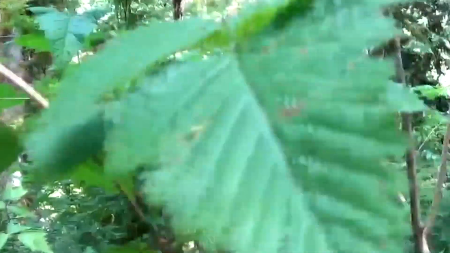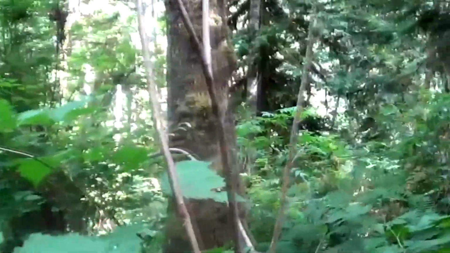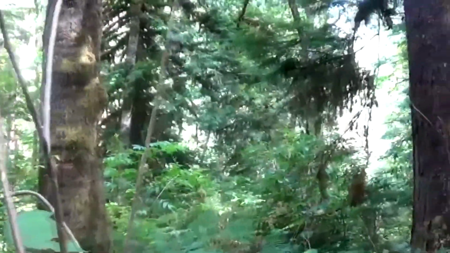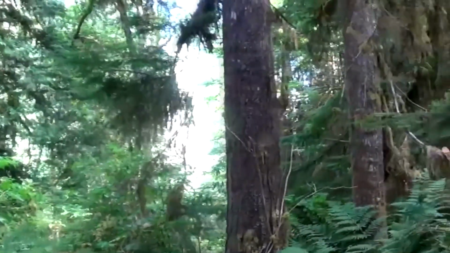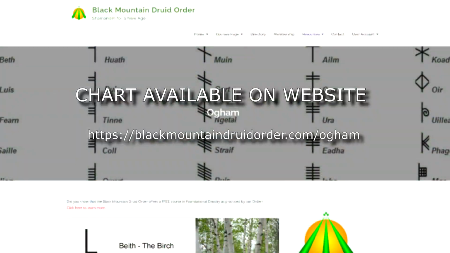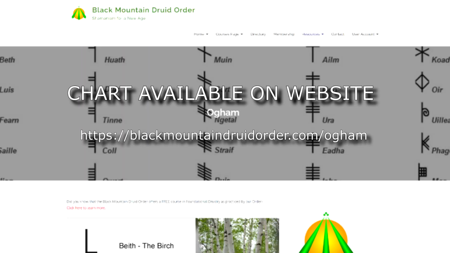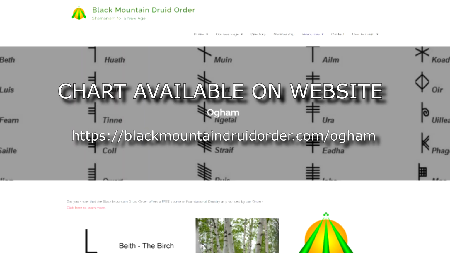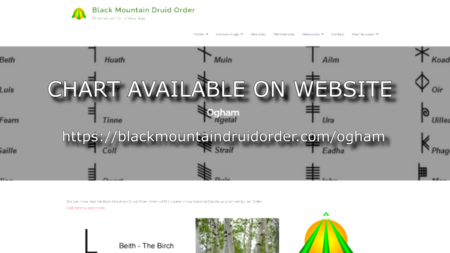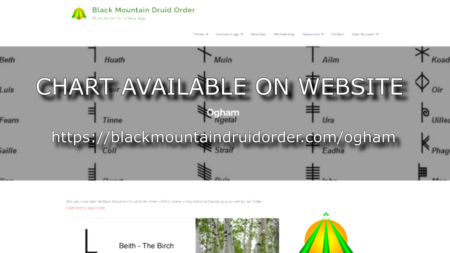Since our order has members all over the world, and since the original Ogham is based on plants that are native to the British Isles, you'll probably have to make your own local substitutes for some or all of the trees of the Ogham. To do this, first familiarize yourself with the characteristics of the plants of the Ogham. We'll be going over these in future videos. Next, find local varieties that have some of these same characteristics.